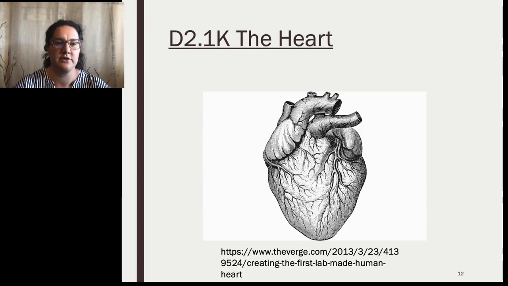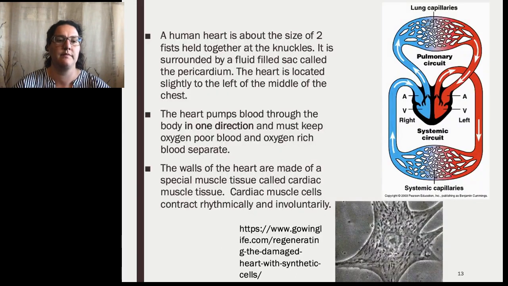The second part of the circulatory system is the heart. So the human heart is about the size of 2 fists held together at the knuckles. Okay. I've also heard 1 fist, so it really does depend on the size of your hands compared to the size of your body. It's surrounded by a fluid-filled sac called the pericardium, which helps protect the heart. And the heart is located slightly to the left of the middle of the chest.